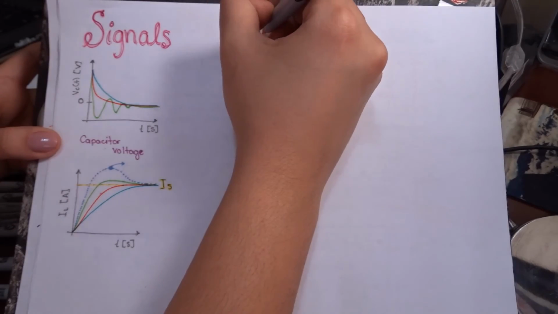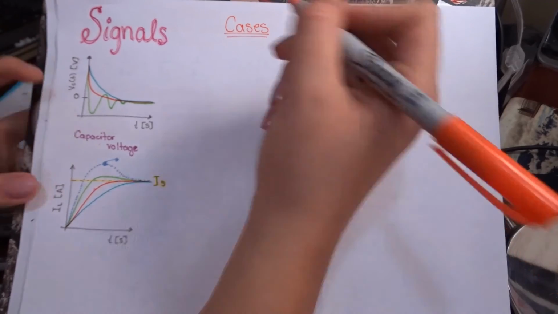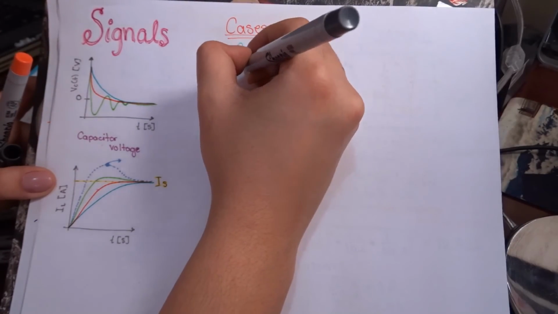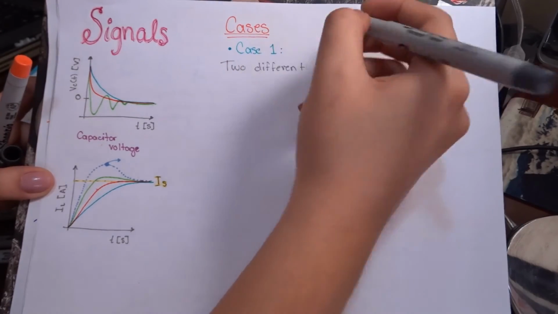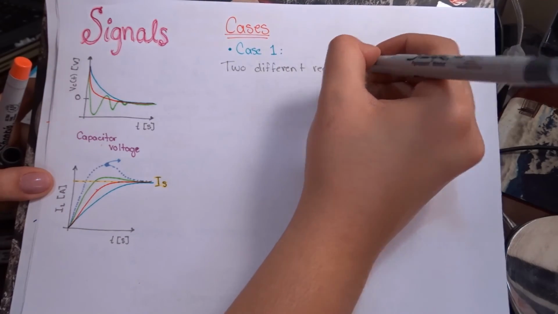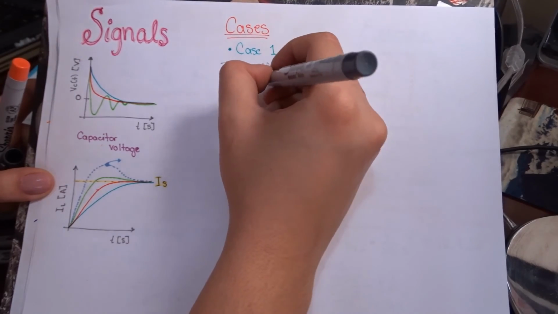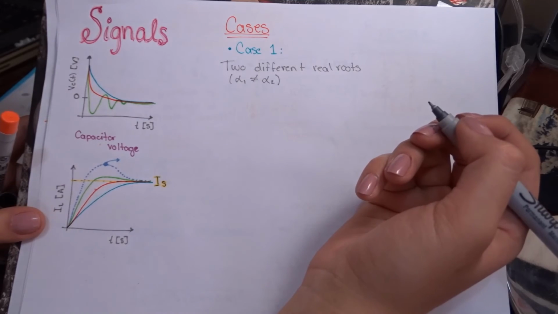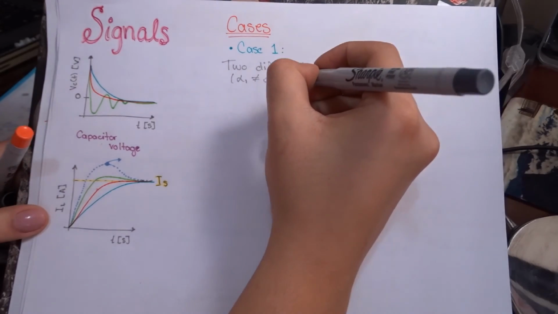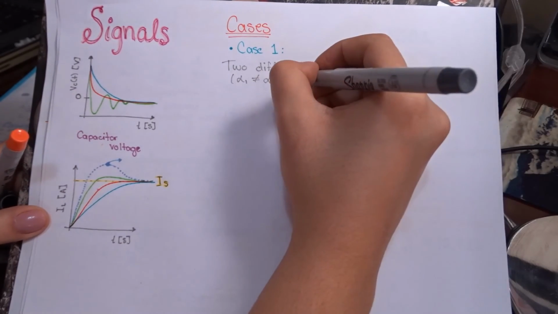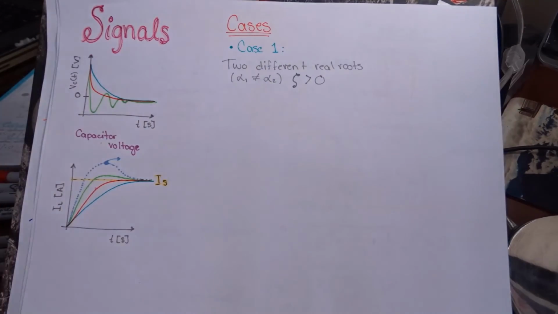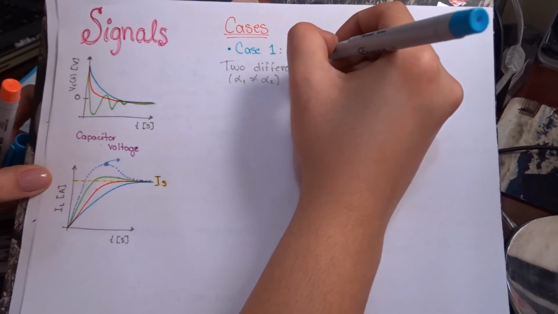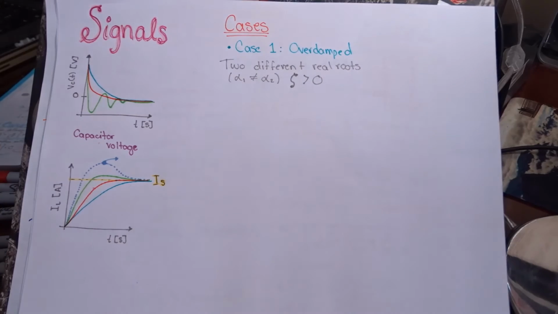Now we're going to review some of the signals that we can get. There are 3 different cases. Case number 1. 2 different real roots. Alpha 1 and alpha 2 are different, and zeta is higher than 0. This is also called overdamped.